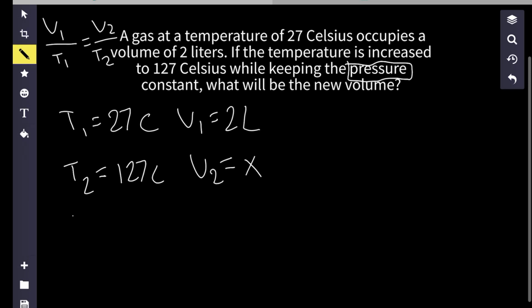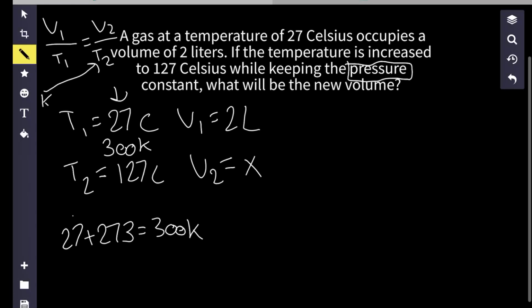But wait, this formula only works if our temperature is in Kelvin. And right now, our temperature is in degrees Celsius. So let's fix that. Let's convert our T1 into Kelvin. Add 273, and we're going to get 300 degrees Kelvin. So this is going to be our new T1. And our T2, 127 plus 273, that's going to get us 400 degrees Kelvin.